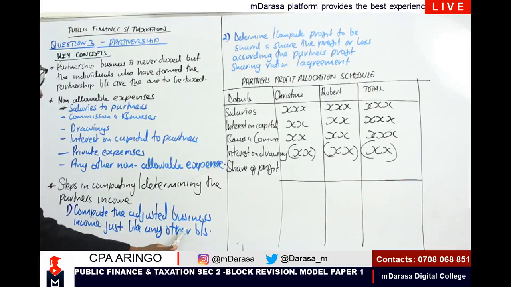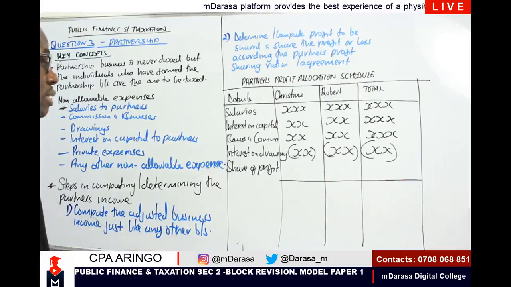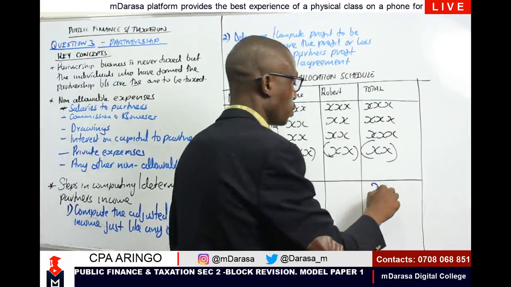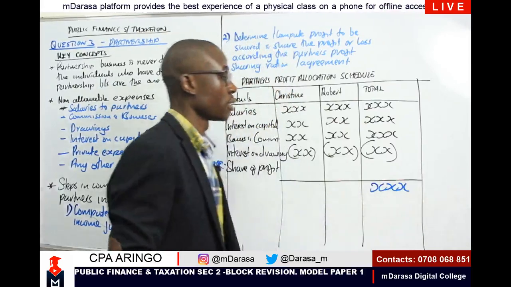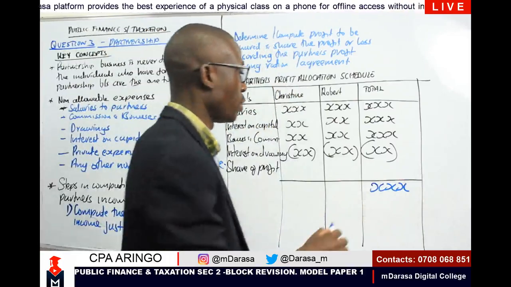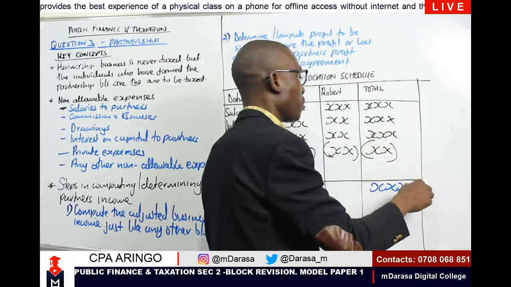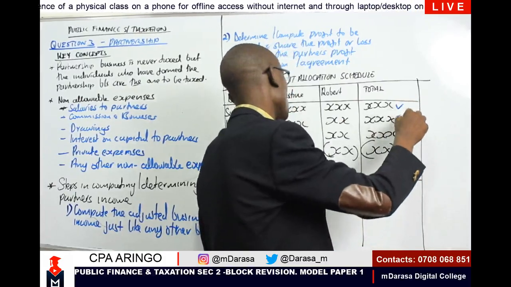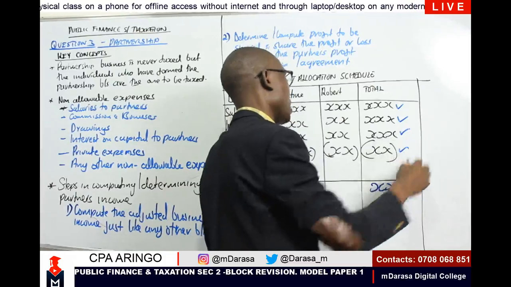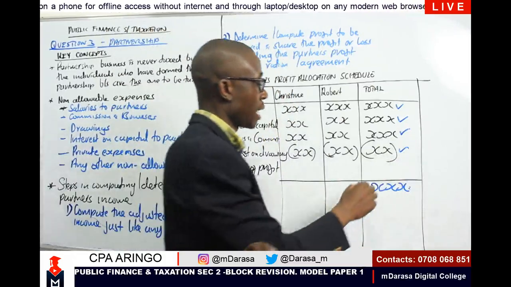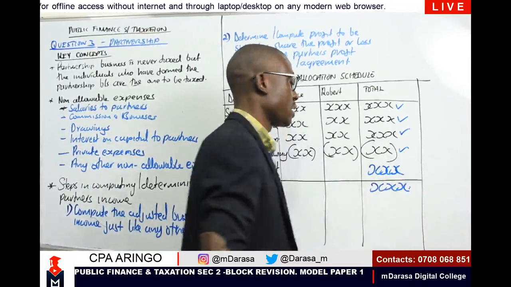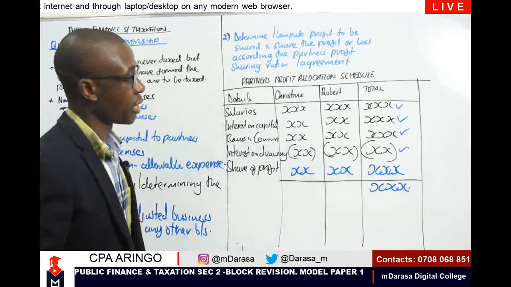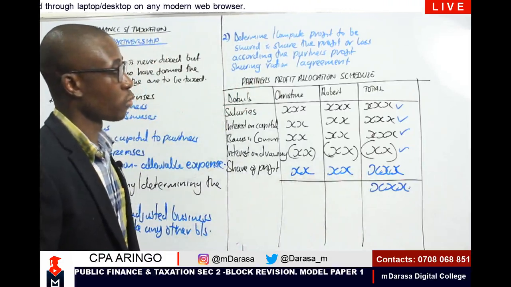You see, in step number one, we had determined our adjusted business income or profit, right? So what we've determined in step one is the one that I'm going to put here. We take this profit or income, we deduct salaries, we deduct interest on capital, we deduct commission and bonus, we adjust it with interest on drawings. So the balance that I'm going to remain with here is the one that you're going to share according to our profit sharing ratio.